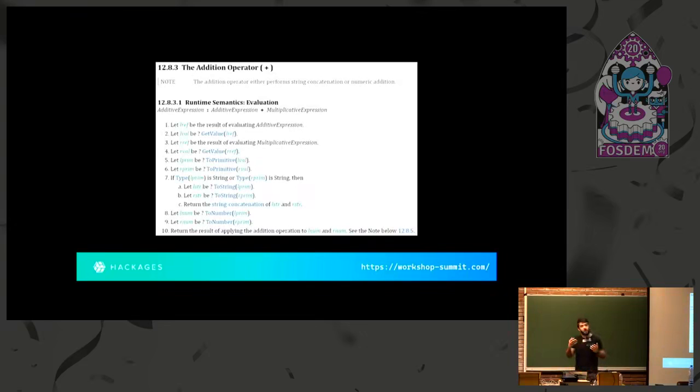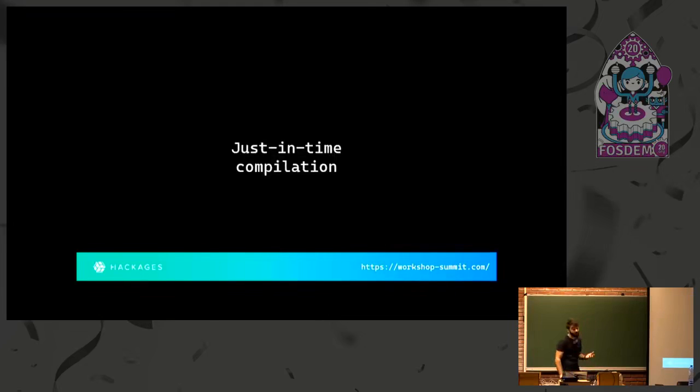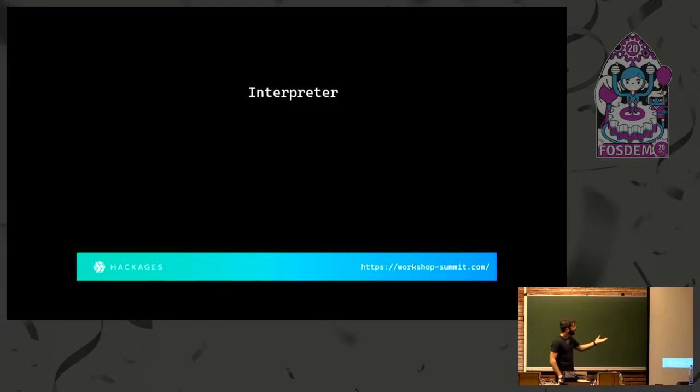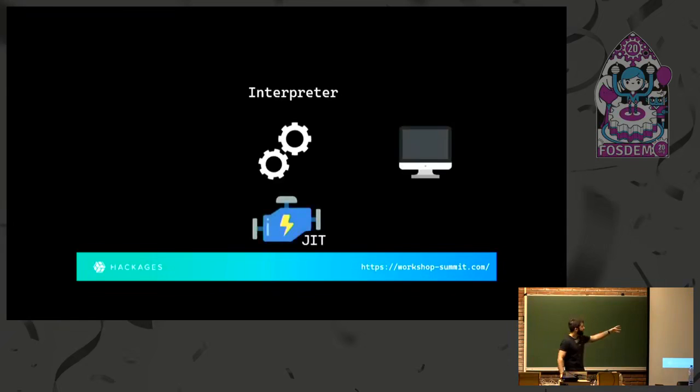You have to check both operands' types, and regarding the evaluation, you will output some different code. So you cannot really count on the language by itself. You have to wait until runtime. So one of the mechanisms that browsers applied to solve this issue, a very well-known mechanism, is called just-in-time compilation.